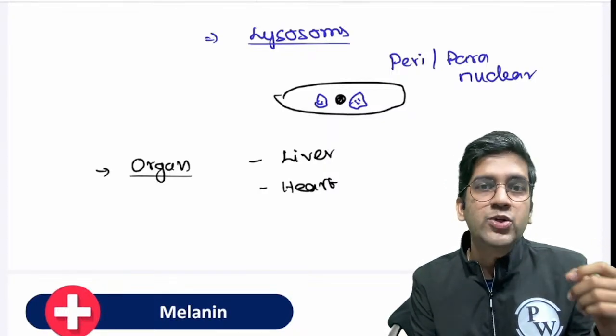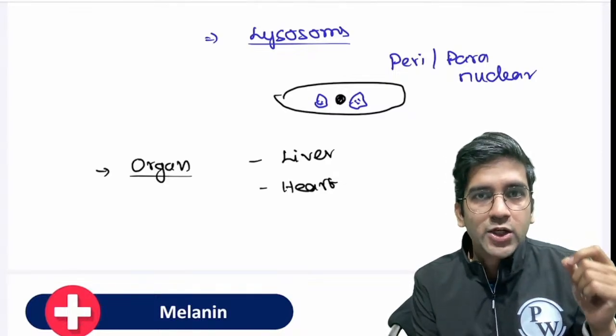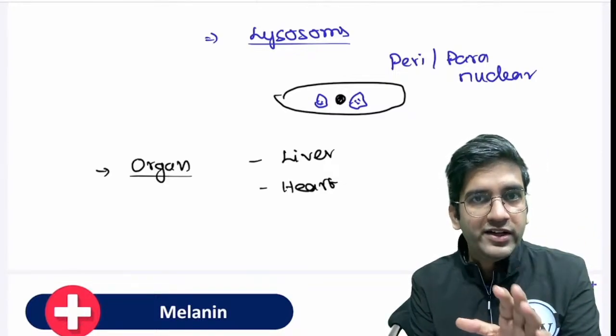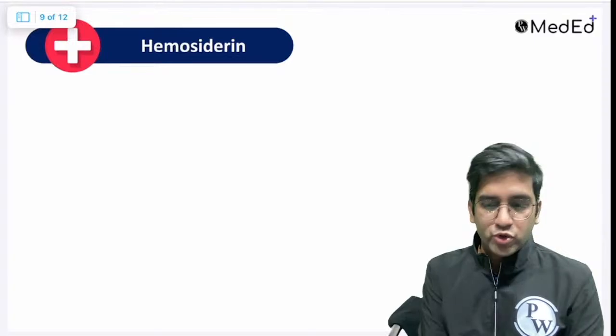In a viva, if they ask, can you see them in any other organ? Yes. Because every organ in my body will undergo damage and wear and tear, and lipofuscin will definitely accumulate, right? That's about lipofuscin for us, fine. Okay, lipofuscin done. Next we'll come to hemosiderin.